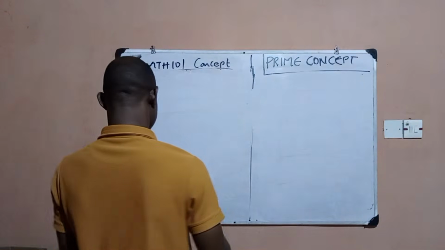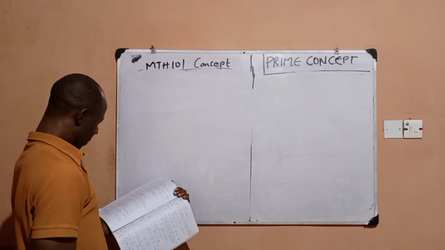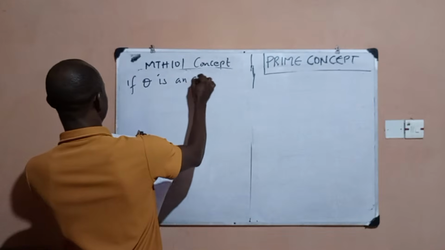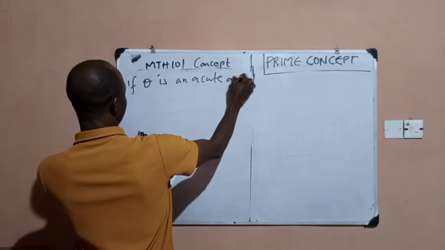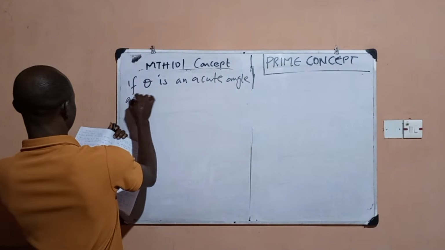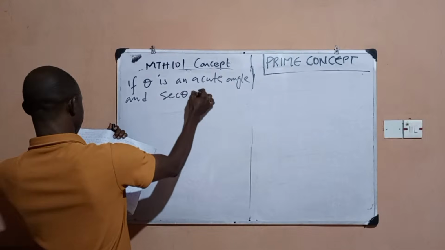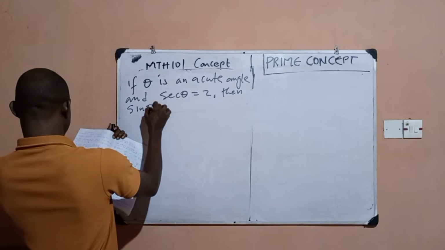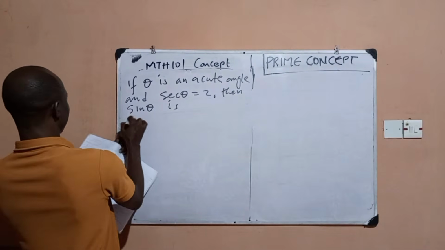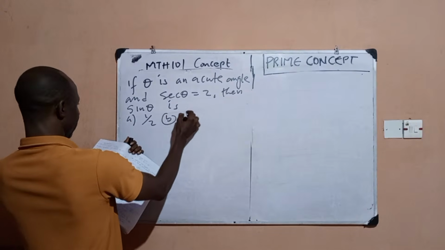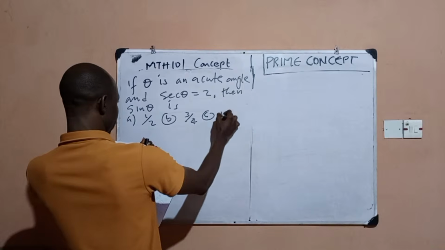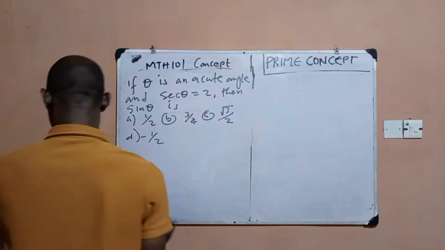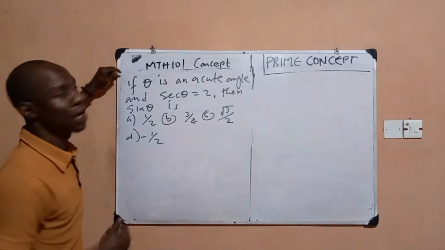So I have: if theta is an acute angle and sec theta equals 2, then sin theta is: option A, 1 over 2; B, 3 over 4; C, root 3 over 2; D, minus 1 over 2. I'm solving immediately, wasting time, because we'll have more questions to solve.